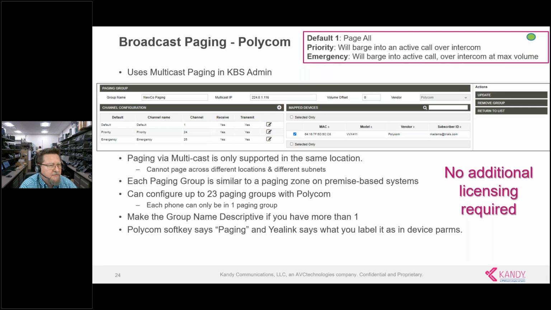Okay, so this is how it's configured in the portal. If you're a Polycom or a Yealink phone currently, you can set up the paging group, or the multicast, I should say, paging group within our admin portal. You go in and you give it a name, you select a multicast IP address to use. You can set a volume offset as well. The vendor here is where you drop down and you pick either Polycom or Yealink currently, and then it gives you a list of the subscribers via MAC and model number and the subscriber that you can choose to put in the group. And then there are 3 default groups already built out.